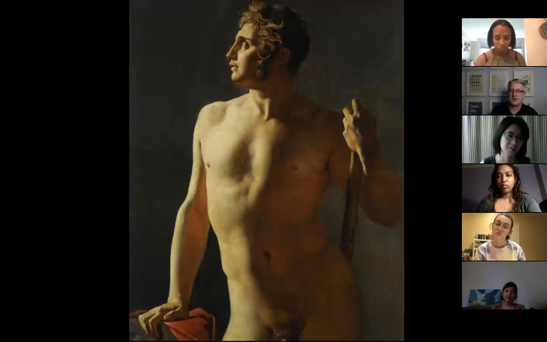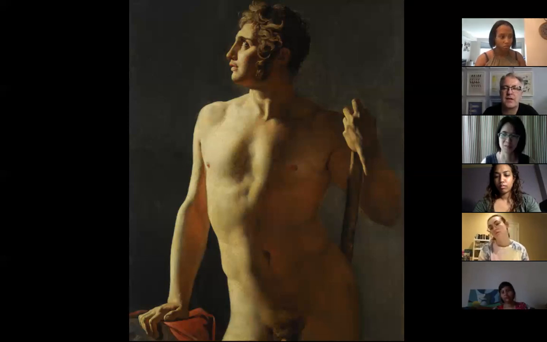It's getting a little bit too complicated to talk about here today. It's a very simple painting, but in spite of its simplicity, I think it's a great painting.